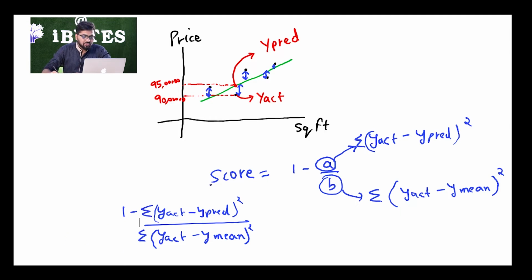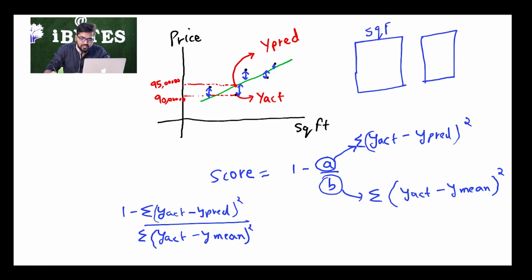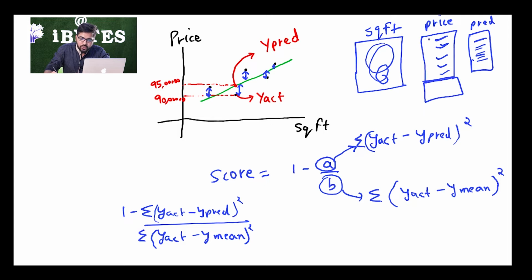So y actual, we already know the actual values of any data set. Like if we had our x and y, if this was my square fit and this was my output, that is price, so these are my actual values. And for each of these values, if I make some predictions, these are my predictions. If I take a mean of these actual values, I will basically get y mean.